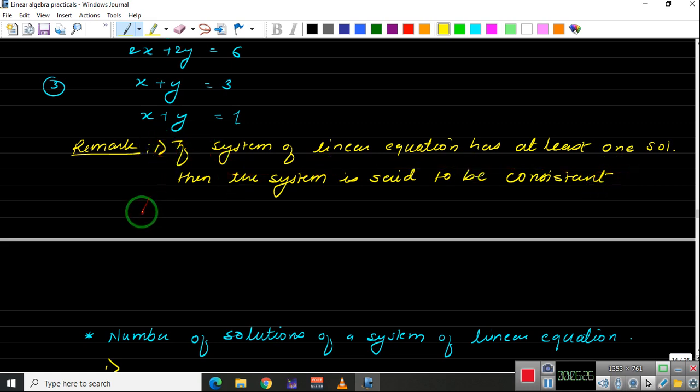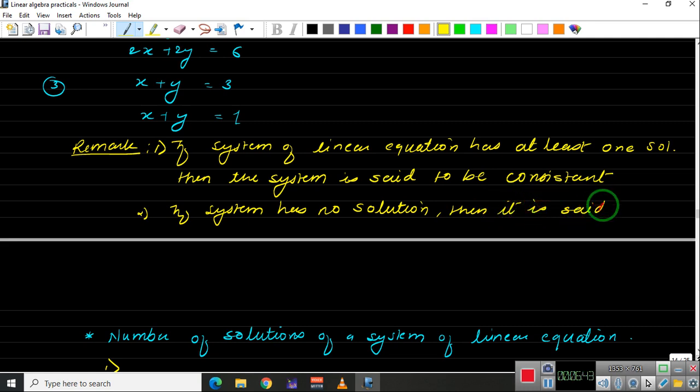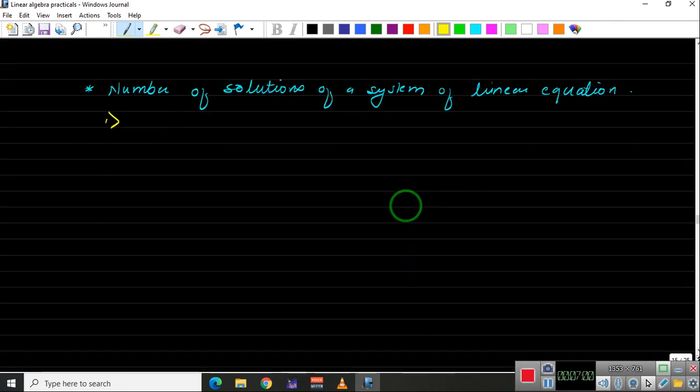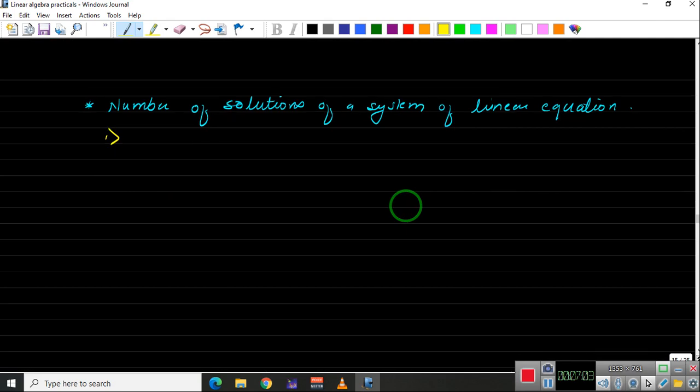Second, if the system has no solution, then it is said to be inconsistent. So it will be either consistent or inconsistent. It cannot be both. Let me write the number of solutions as we have discussed in the two-dimensional case. In three-dimensional cases, we can have intersecting planes.